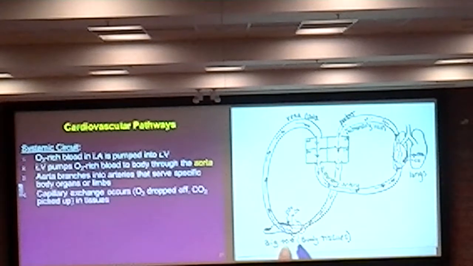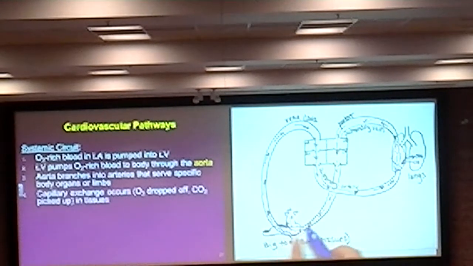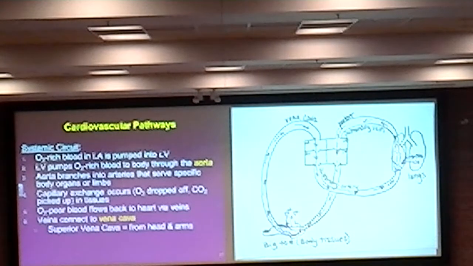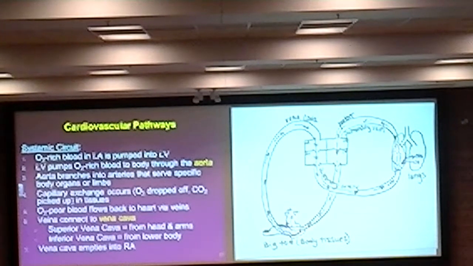This is what we talked about at the beginning of class, where we drop off the oxygen and pick up the CO2 waste, and now we have oxygen-poor blood, which is going to be flowing back toward the heart through larger and larger veins until eventually we get to the vena cava. We've got the superior vena cava coming down from your head and arms, and the inferior vena cava coming up from the lower part of your body. And all that blood eventually empties into your right atrium.